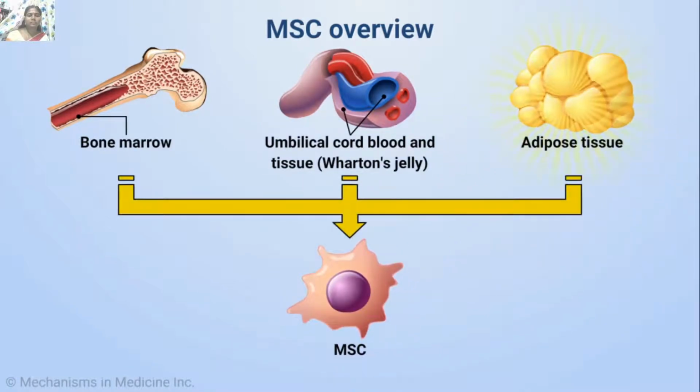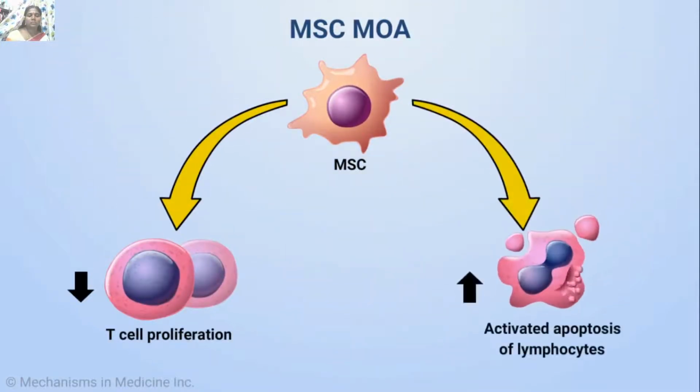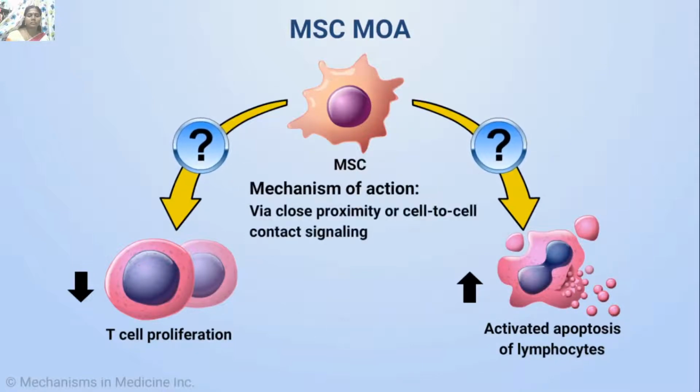MSCs derived from adipose tissue are easily extracted in large quantities with reduced morbidity and discomfort for the donor. The underlying immunomodulating mechanisms of MSCs are still unclear. However, studies have reported that MSCs exert their influence on the target cell by associating with them in close proximity, and not solely via cell-to-cell contact signaling.